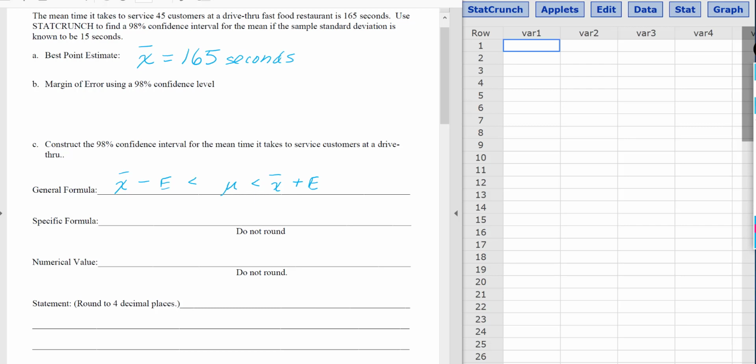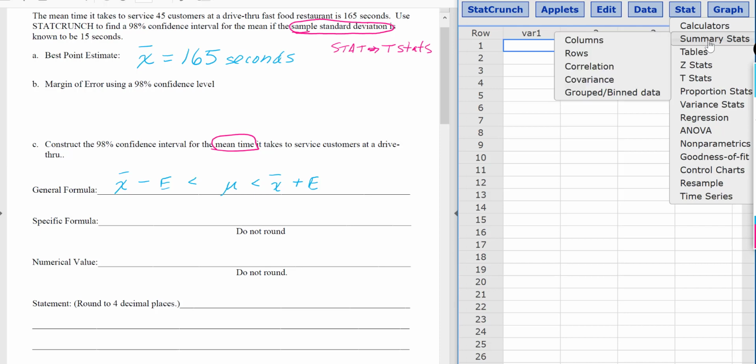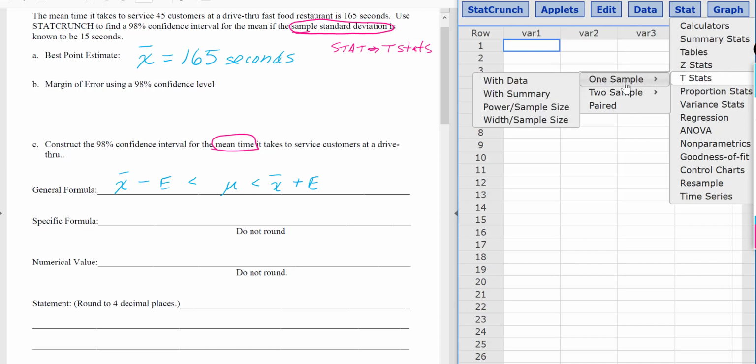So now on StatCrunch, we're going to use these directions. We're going to go to Stat, then T-stats. We're going to use T-stats because we want to find a confidence interval for a mean, and we know the sample standard deviation. So Stat, then T-stats, one sample, and then with summary.